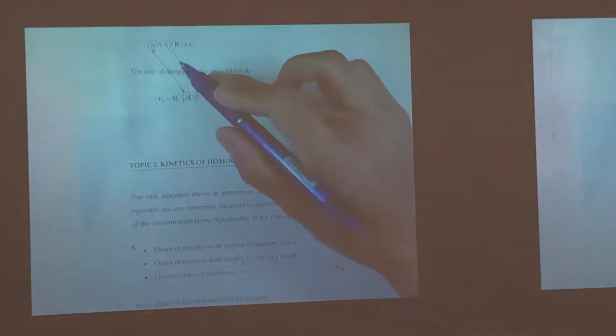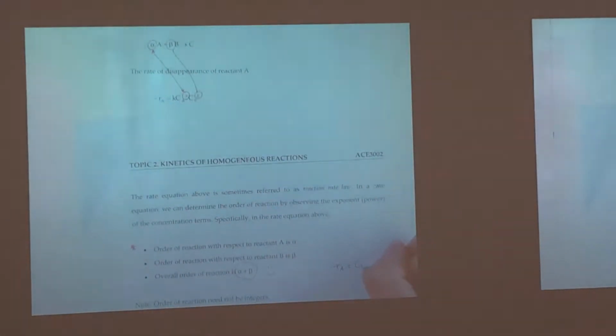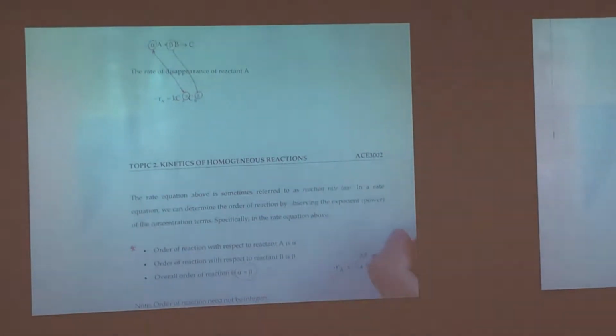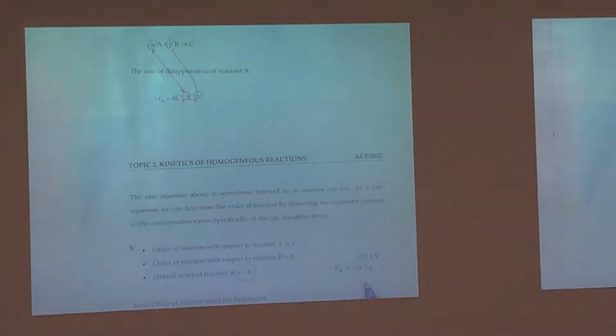It can be, let's say, the rate of reaction with [A] to the 0.5, etc., and [B] to the 1.5. Okay? Let's say this is the rate of disappearance of A. What is the overall order of this reaction? 2. Wow, very fast. 0.5 plus 1.5 is 2. Yes. Okay?